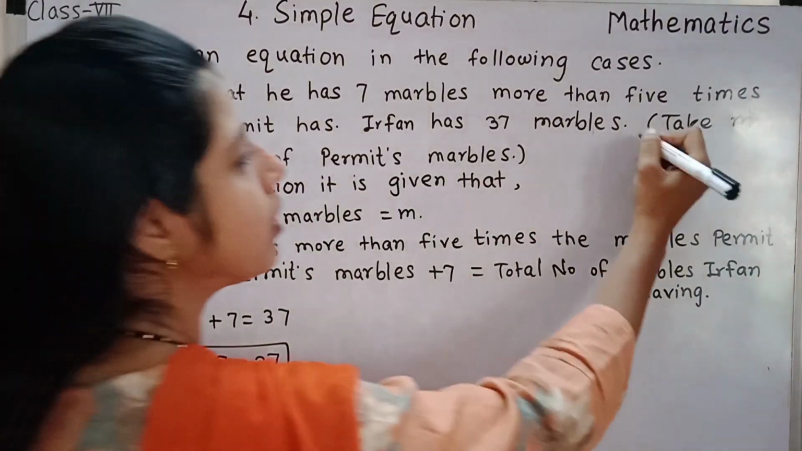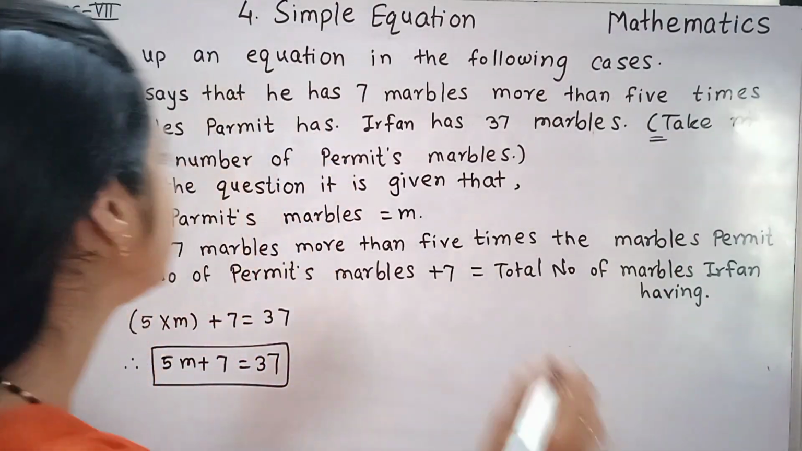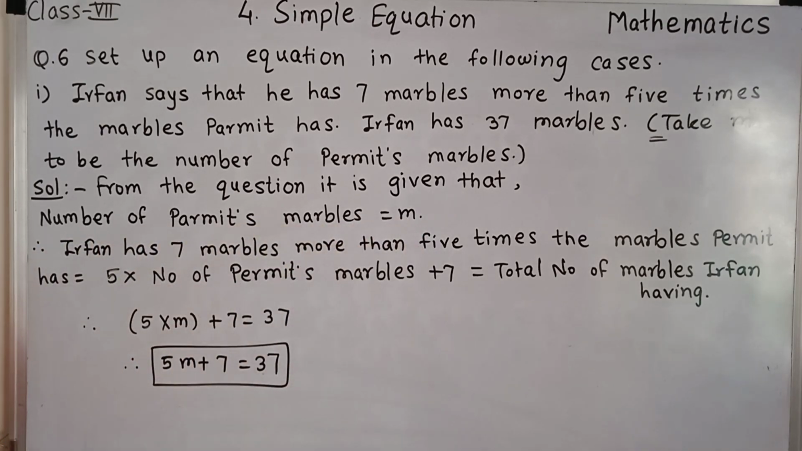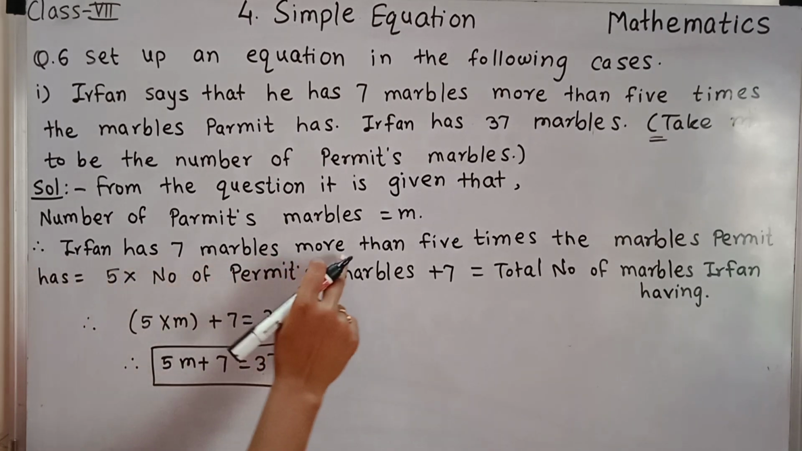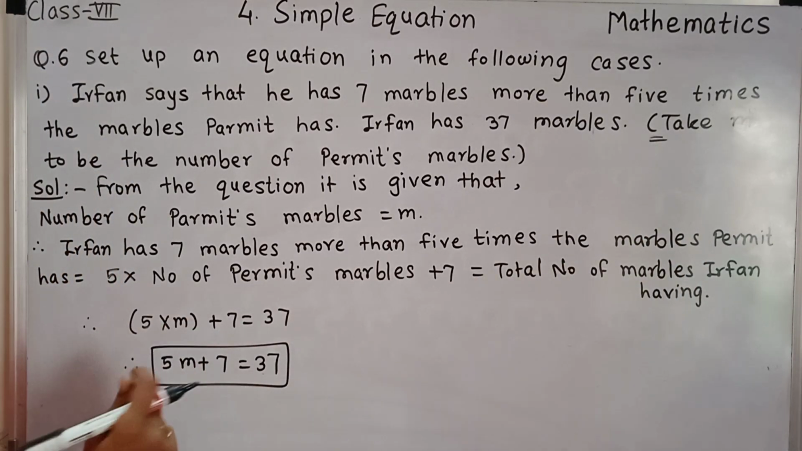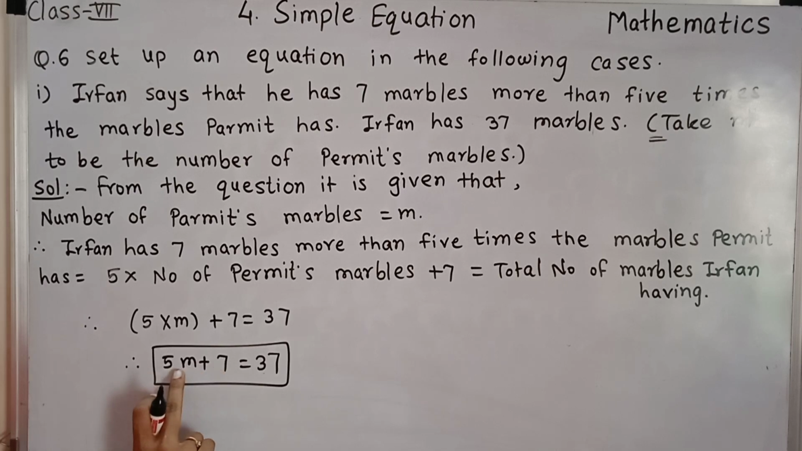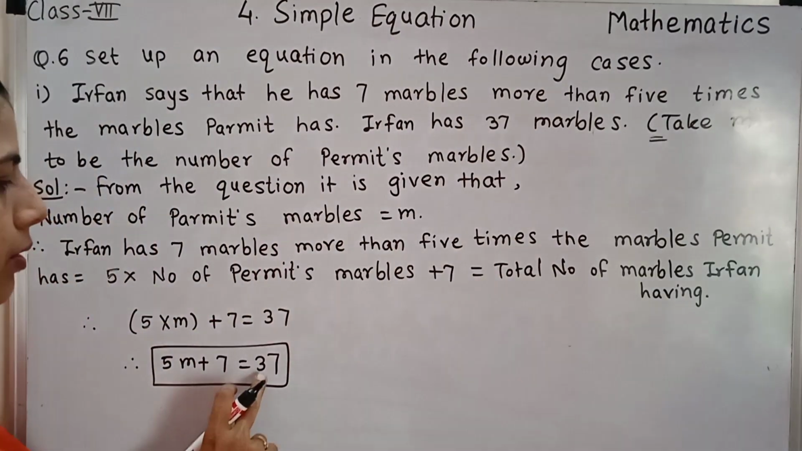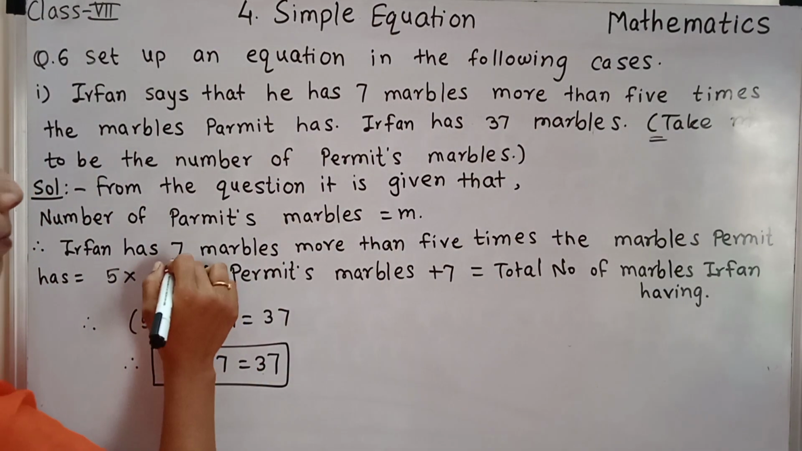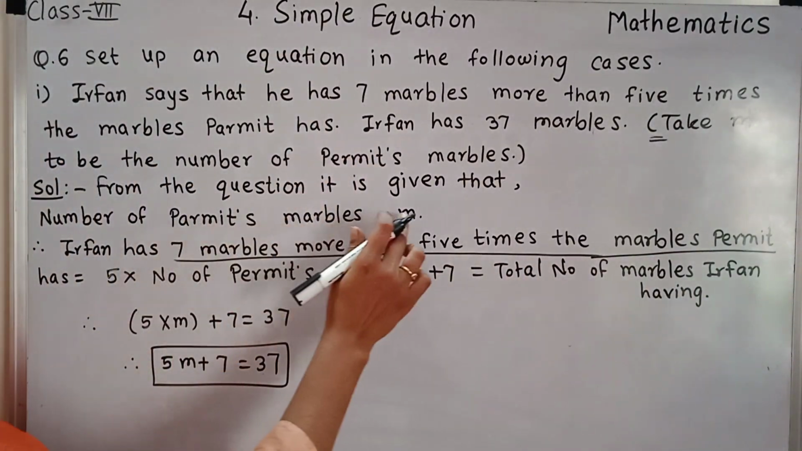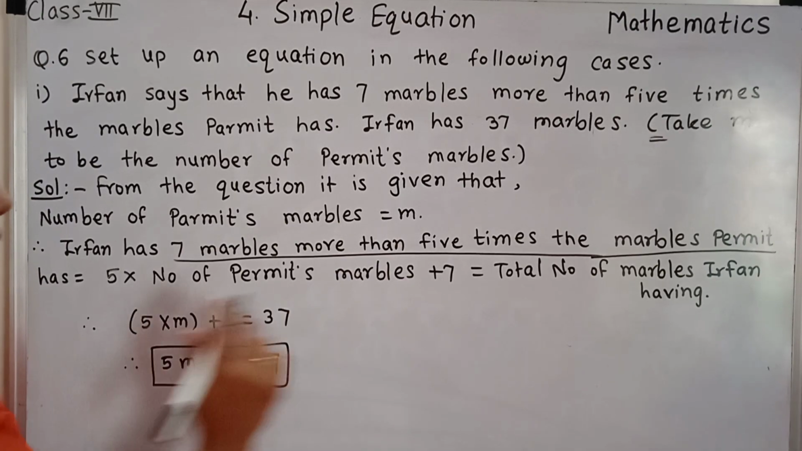Okay, whatever is given, first we have to write that in the example. So solution: from the question it is given that the number of Parmit's marbles equals what? m. Yes, we considered Parmit's marbles as m. So Irfan has 7 marbles more than 5 times the marbles Parmit has. So Irfan has 7 marbles more than Parmit has, so equal to the total number of Irfan's marbles, which is 37. So 7 marbles more than 5 times the marbles Parmit has. How many does Parmit have? m. So if we multiply m by 5, 5 times.